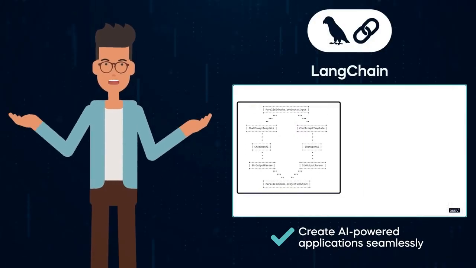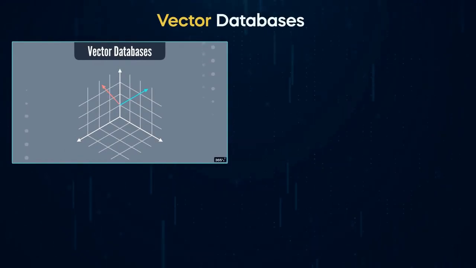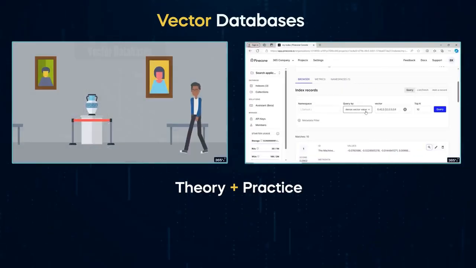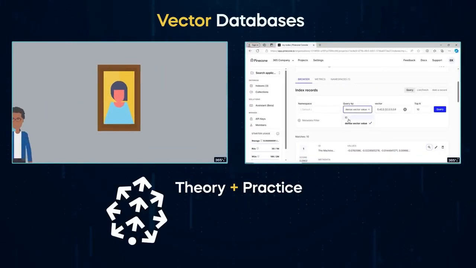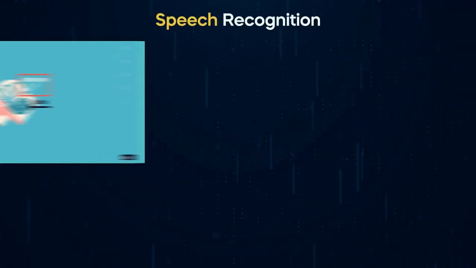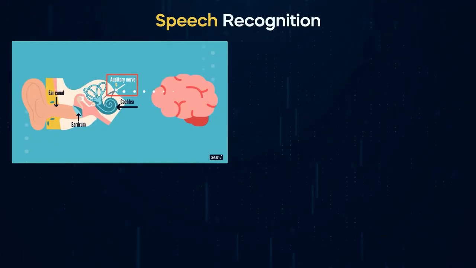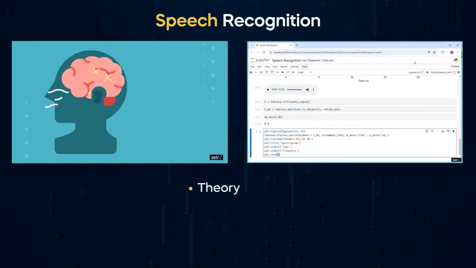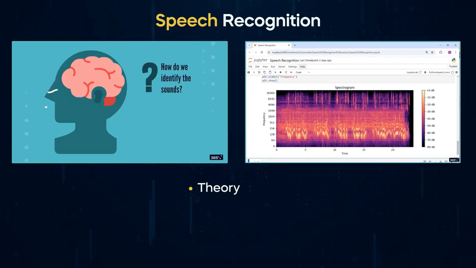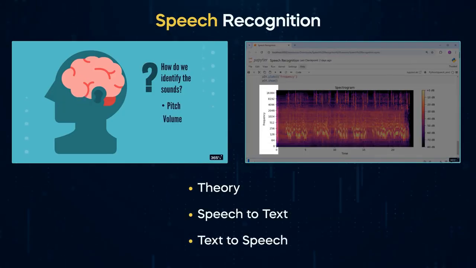As we progress through the bootcamp, we'll reach a module on vector databases. Here, we'll combine theory and practice by conducting semantic searches with the popular Pinecone vector database. Then comes an exciting module on speech recognition. In this section, we'll explore the basics of sound and speech theoretically, setting the stage for the practical part where you'll use machine learning and AI to transform speech into text and back again with Python code.